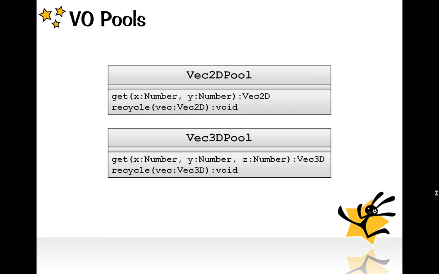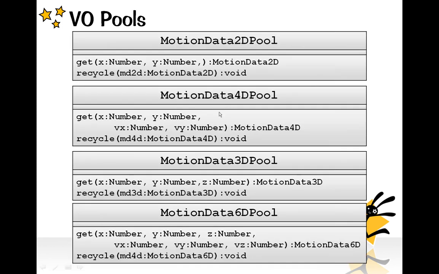And here are some value object pools. If you are familiar with ActionScript programming, you might know that instantiating new objects is expensive. So the best practice of using value objects is using value object pools. You can grab these value object instances from the pool and recycle them, putting them back to the pool for future use. As you can see, these are the Vec2DPool and Vec3DPool classes, which define this get method, which returns an instance of Vec2D, and also a recycle method for you to put the object back to the pool. There are also value object pools for MotionData2D, 4D, 3D, and 6D.